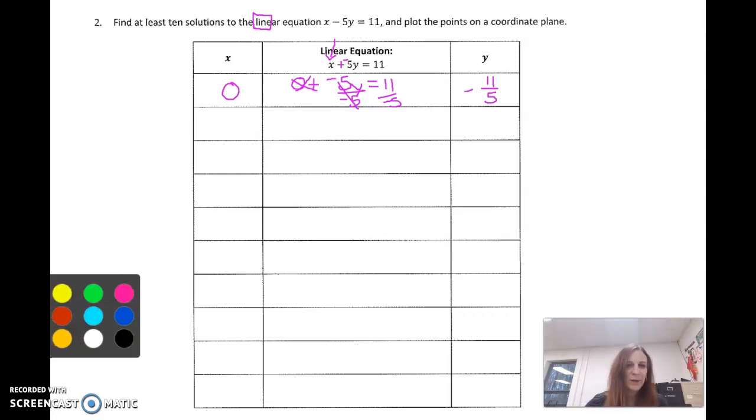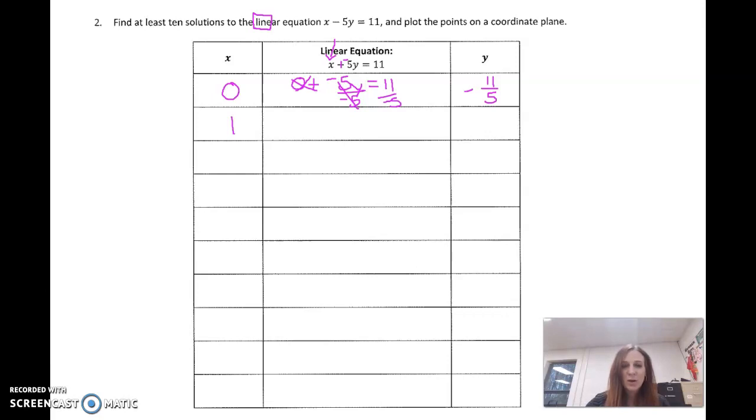Something we can do. Well, let's try one more. Okay, it's not bad. I'll put 1 in. I keep with purple. So if I put a 1 in for x, I'm going to go 1 plus, again, negative 5 times y equals 11. What's happening here is I'm getting two-step equations. So I'm going to subtract 1 from each side. All right. And then what's left here is negative 5y equals 10. And then I'm dividing both sides by negative 5. 10 divided by negative 5 is a negative 2. This is totally legit, but it's a two-step equation.